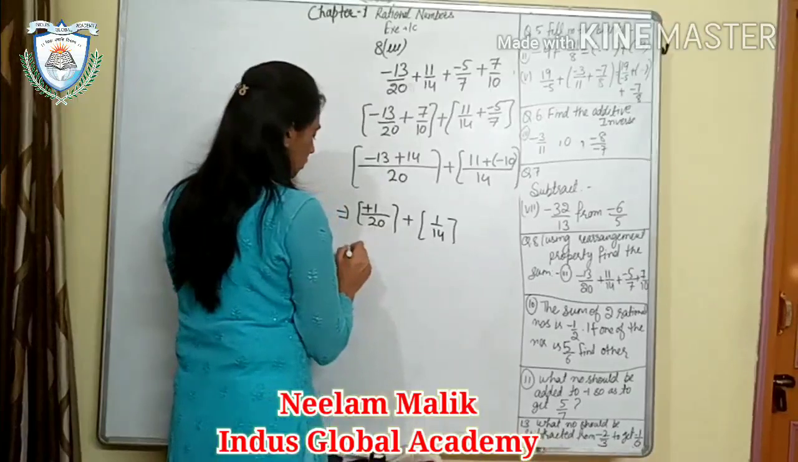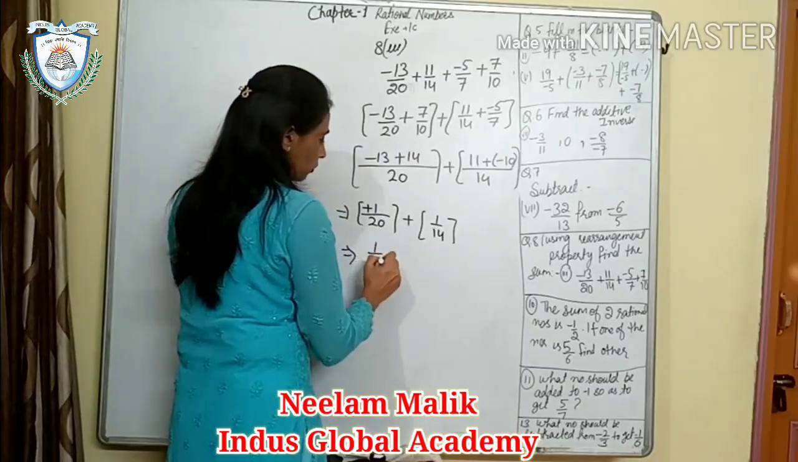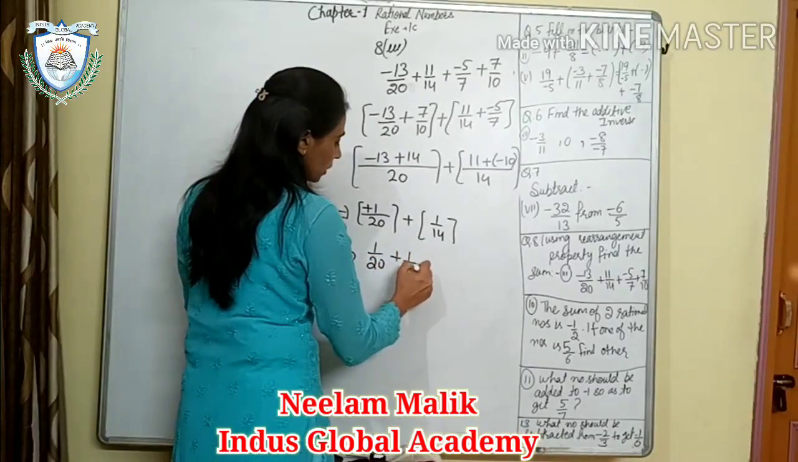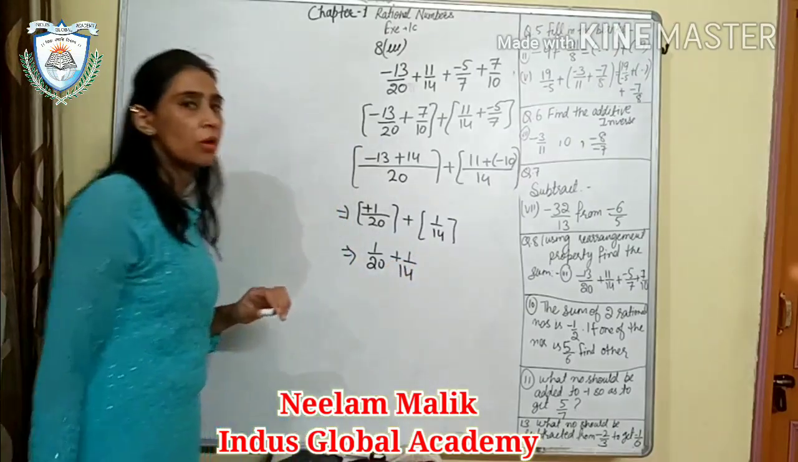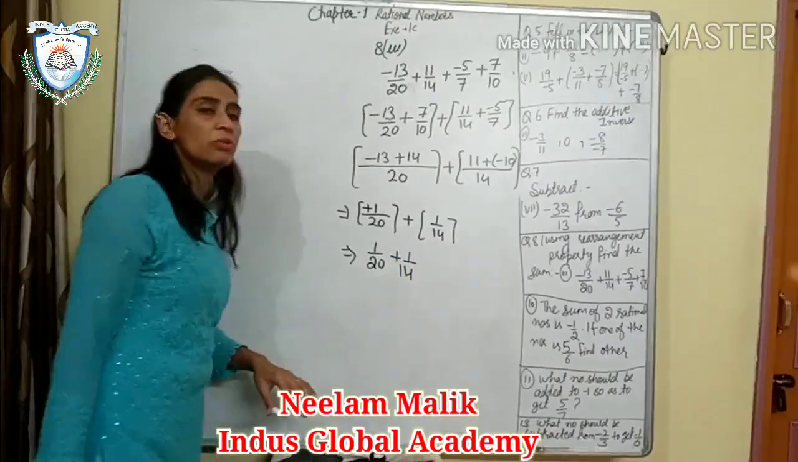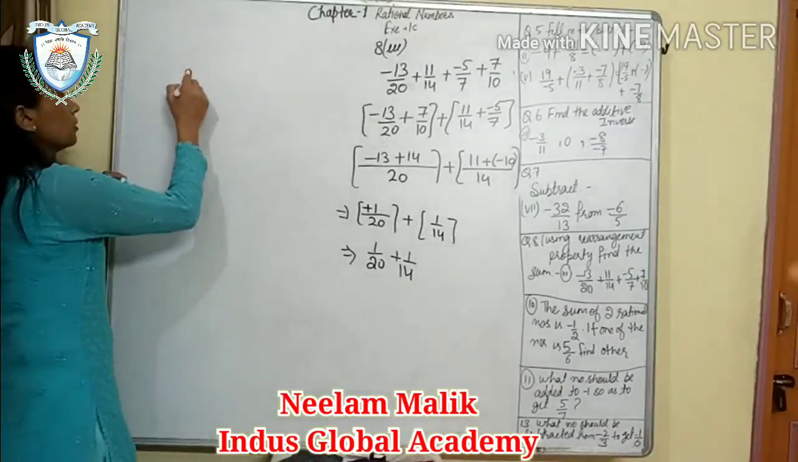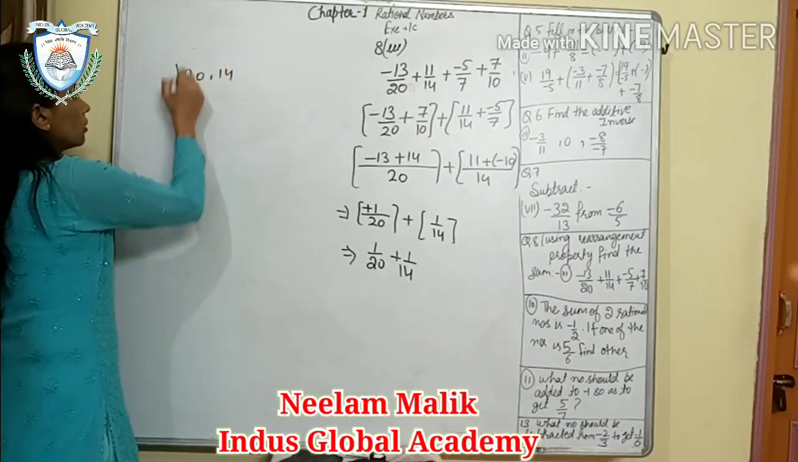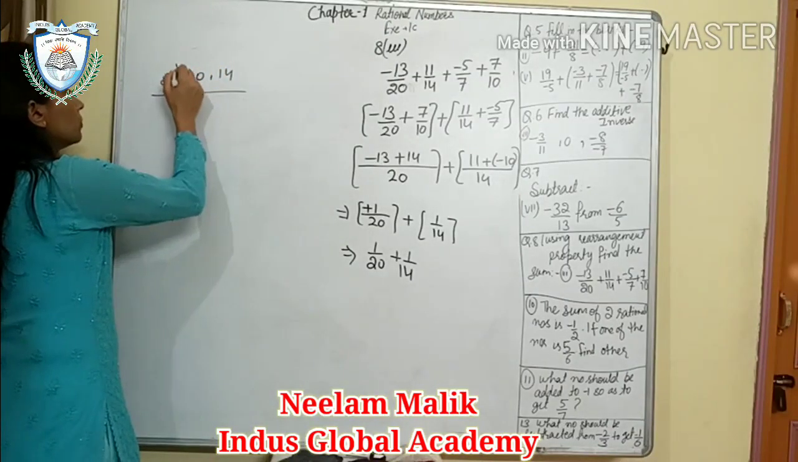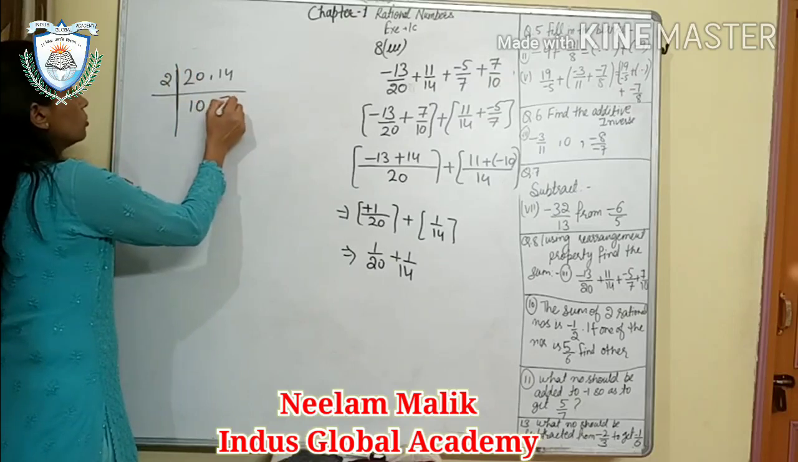Now what do we have to take? 1 upon 20 plus 1 upon 14. So we have to take the LCM of these two. What will be the LCM of these two? Let's take 20 and 14. Both are going on the 2. 2 tens are 20, 2 sevens are 14.